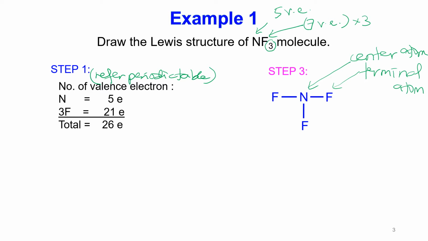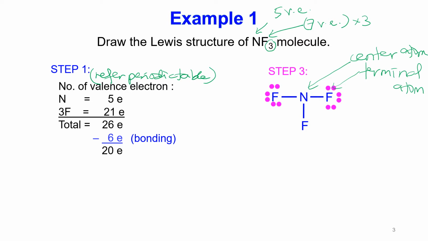Step 3, we will draw the bond. Here we can see that we have 3 bonds. So 3 bond means 6 electron because 1 bond contains 2 electron. So 26 minus the bonding electron, 6 electron, the left is 20.